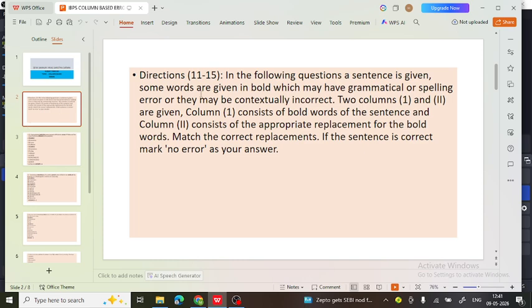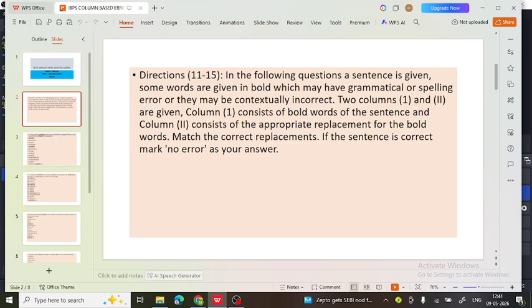Now let's see the question on the screen. Here questions 11 to 15 are given to you, and in the following questions a sentence is given with some words highlighted, which may have a grammatical or spelling error, or they may be contextually incorrect. Two columns, column 1 and column 2, are given.